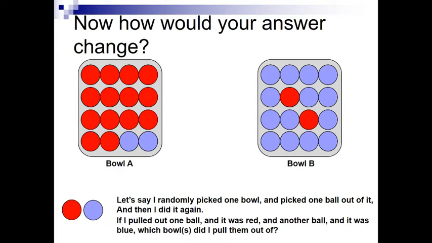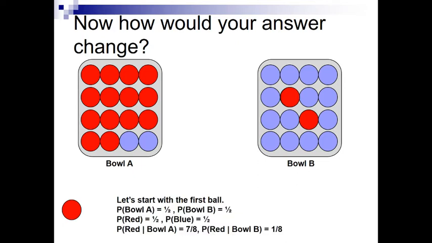Now the situation becomes a little bit more complicated when our bowls are not totally homogeneous. Now if I see a red ball and a blue ball, it's still the case that most likely the red ball came from bowl A and the blue ball came from bowl B, but it's not entirely obvious that it had to be that way. So let's work through the math, and let's start with only one ball.